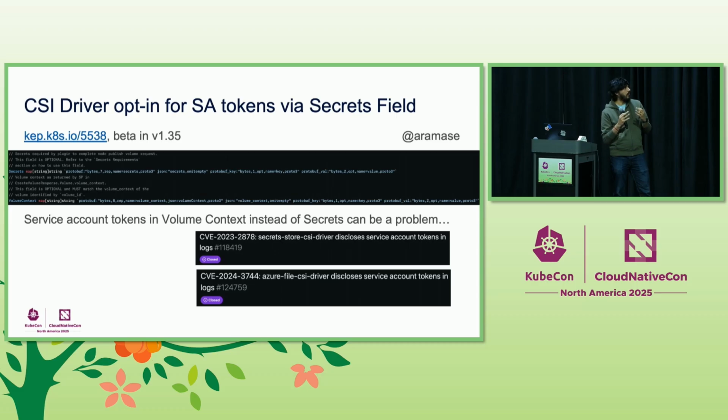What we saw was a lot of CSI drivers log this volume context as part of the incoming request for debugging purposes, and they did not realize that the tokens were actually present in that. So that resulted in multiple CVEs. We actually ended up having the same CVE in a lot of different CSI drivers. And so we figured, okay, we need to solve this, and how can we do this in a backwards compatible way?